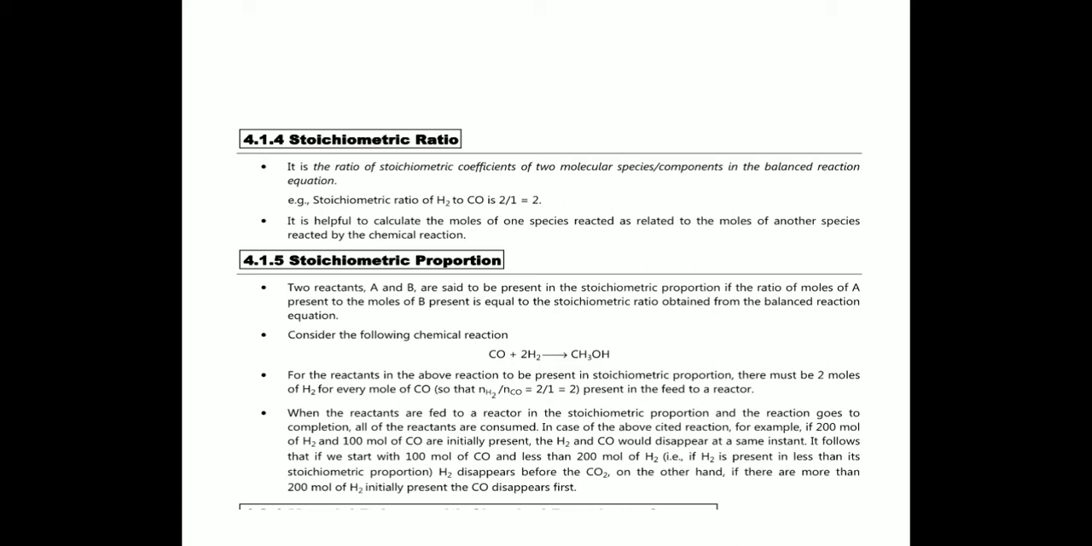Now, when the reactants are fed to a reactor in the stoichiometric proportion and the reaction goes to completion, all the reactants are consumed. In the above cited reaction, for example, if 200 moles of hydrogen and 100 moles of CO are initially present, hydrogen and CO would disappear at the same instant. It follows that if we start with 100 moles of CO and less than 200 moles of H2, that means hydrogen is present in less than the stoichiometric proportion, hydrogen disappears before CO. On the other hand, if there are more than 200 moles of hydrogen initially present, the CO disappears first.